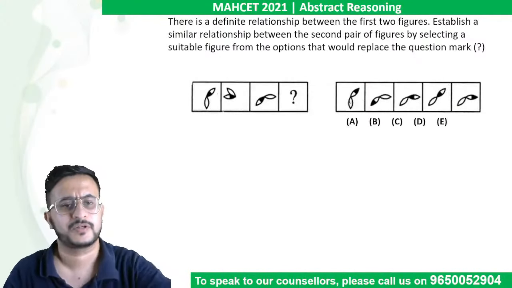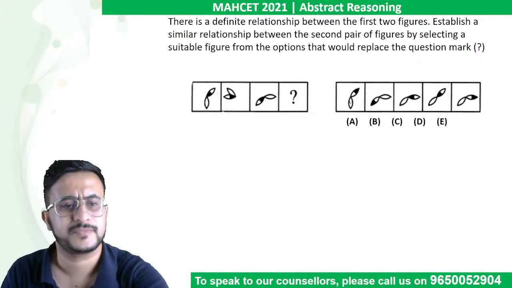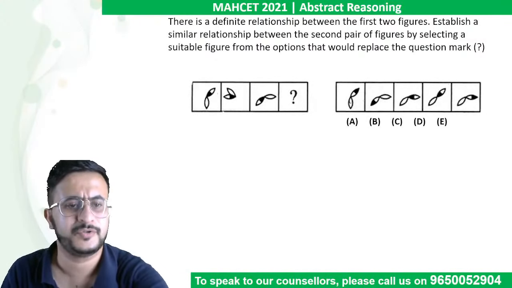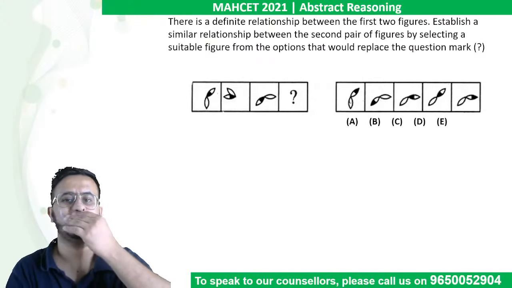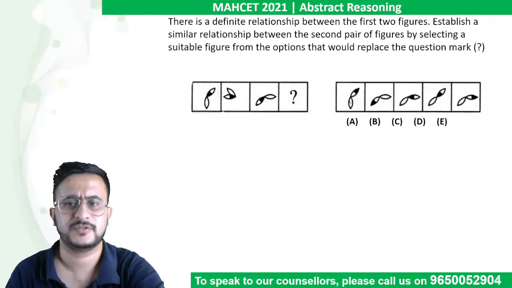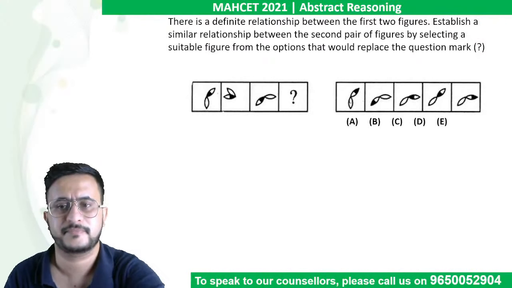Okay, chalo, let's do this one. So it's a flower, and you have to tell what will be the next element in the series.